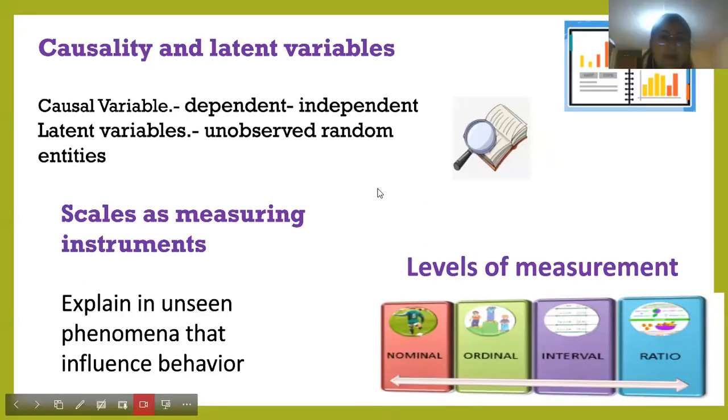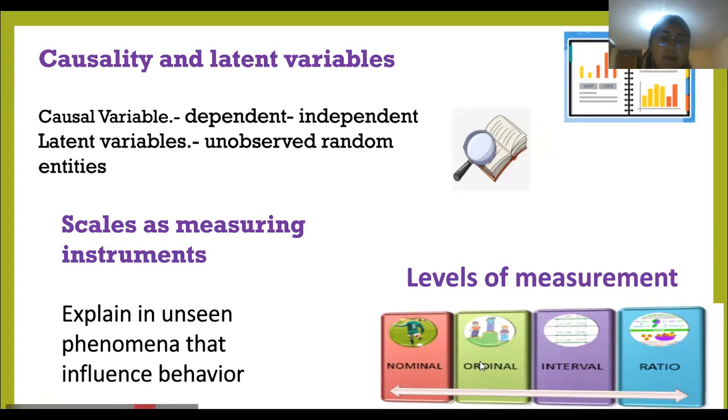Causality and latent variables. Causal variables: there are two types, dependent and independent variables. The independent variable is the one that causes the effect, and the dependent variable is the one on which the effect is produced.